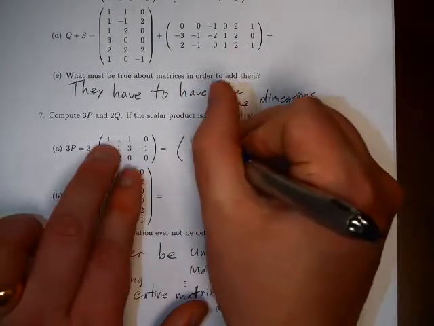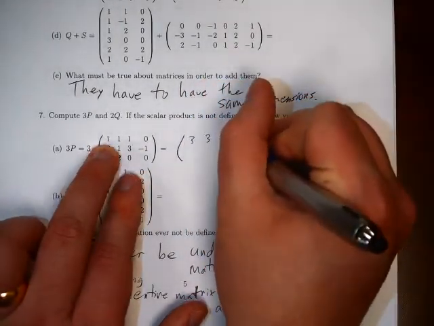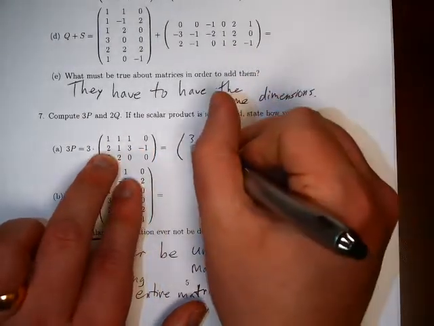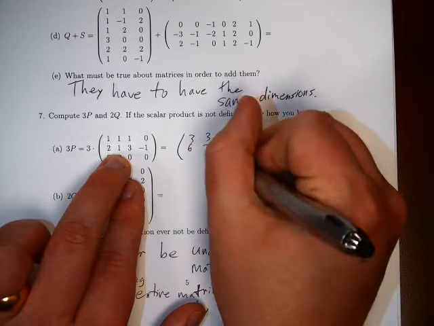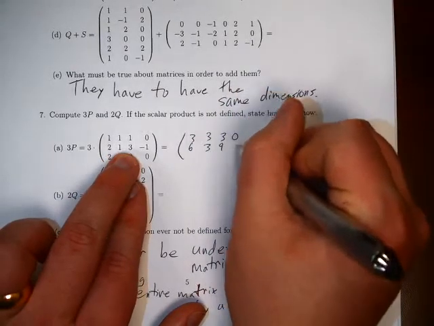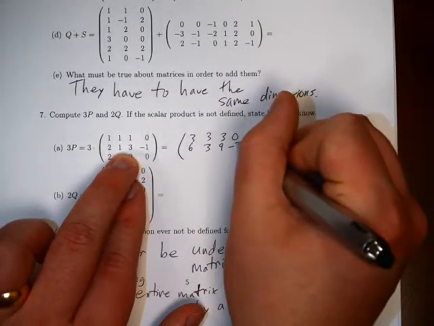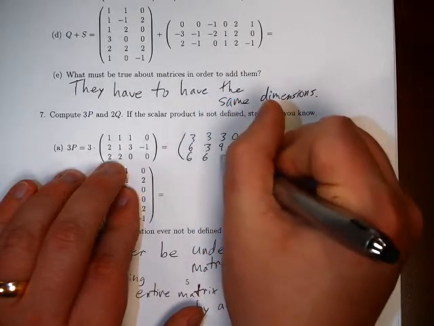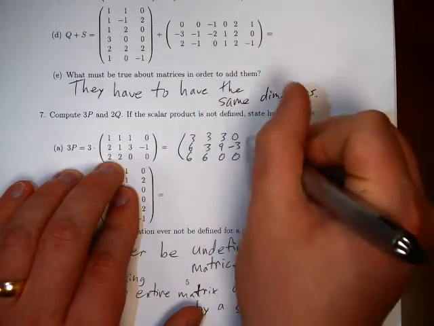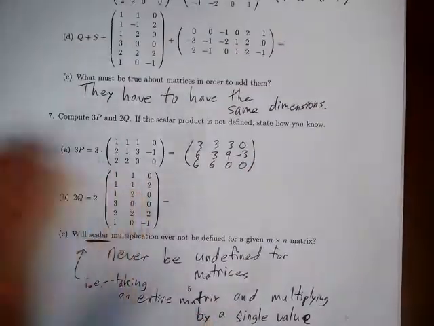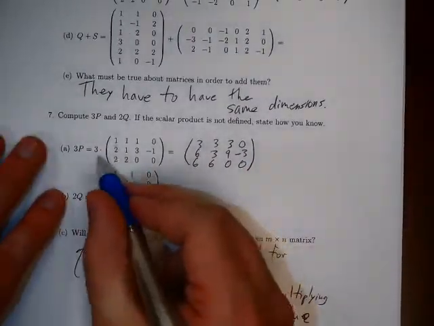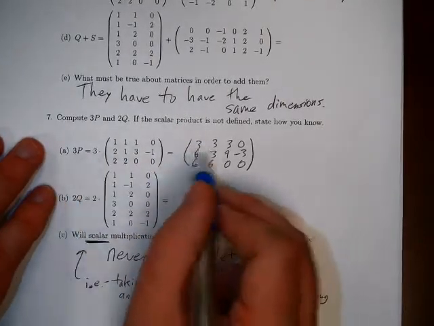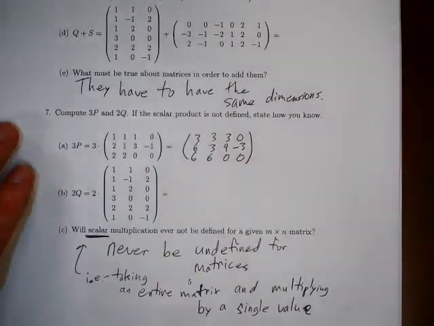So here 3 times 1 is 3, 3 times 1 is 3, 3 times 1 is 3, 3 times 0 is 0, 3 times 2 is 6, 3 times 1 is 3, 3 times 3 is 9, negative 1 times 3 is negative 3, 2 times 3 is 6, 2 times 3 is 6, 0 times 3 is 0, and 0 times 3 is 0. And so that's how we do scalar multiplication. We take each of these entries and multiply them by this number we put in front, and that's how we get our output.